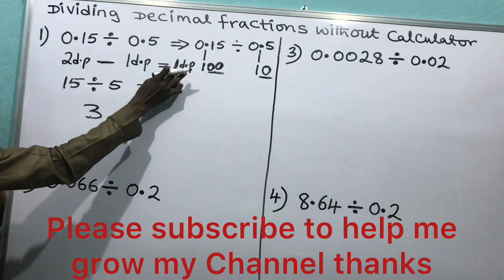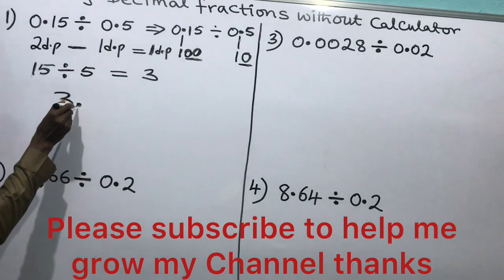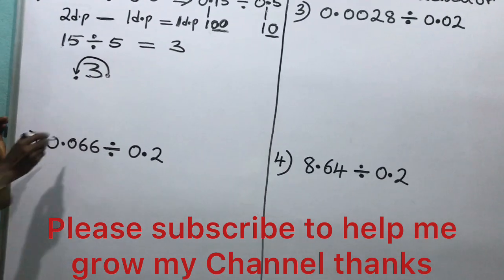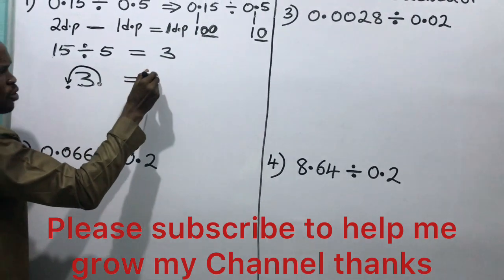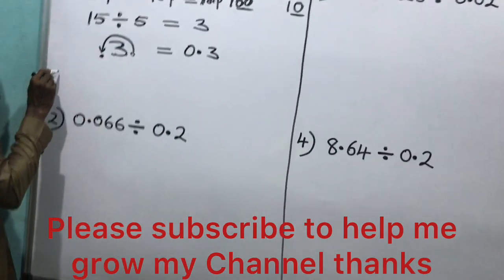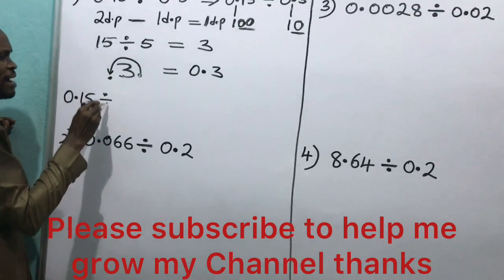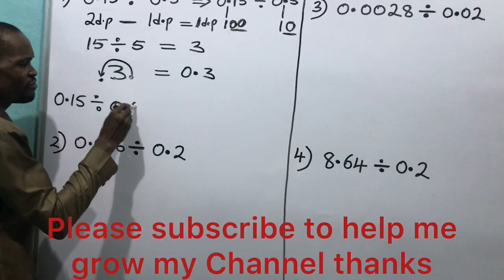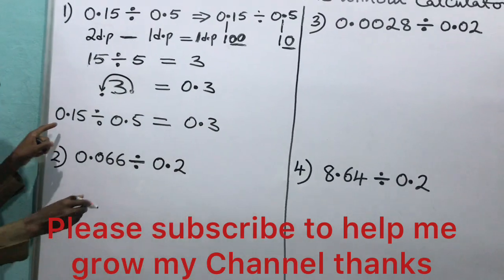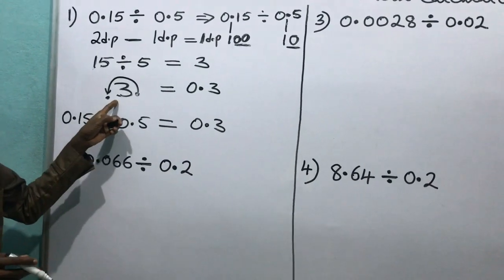And how many decimal places did I have in total? 1. I'm going to look at where the point is and take it back 1 place. That means it's going to be 0.3. And that implies that 0.15 divided by 0.5 is equal to 0.3. So if I divide this with this, I'll have 0.3.